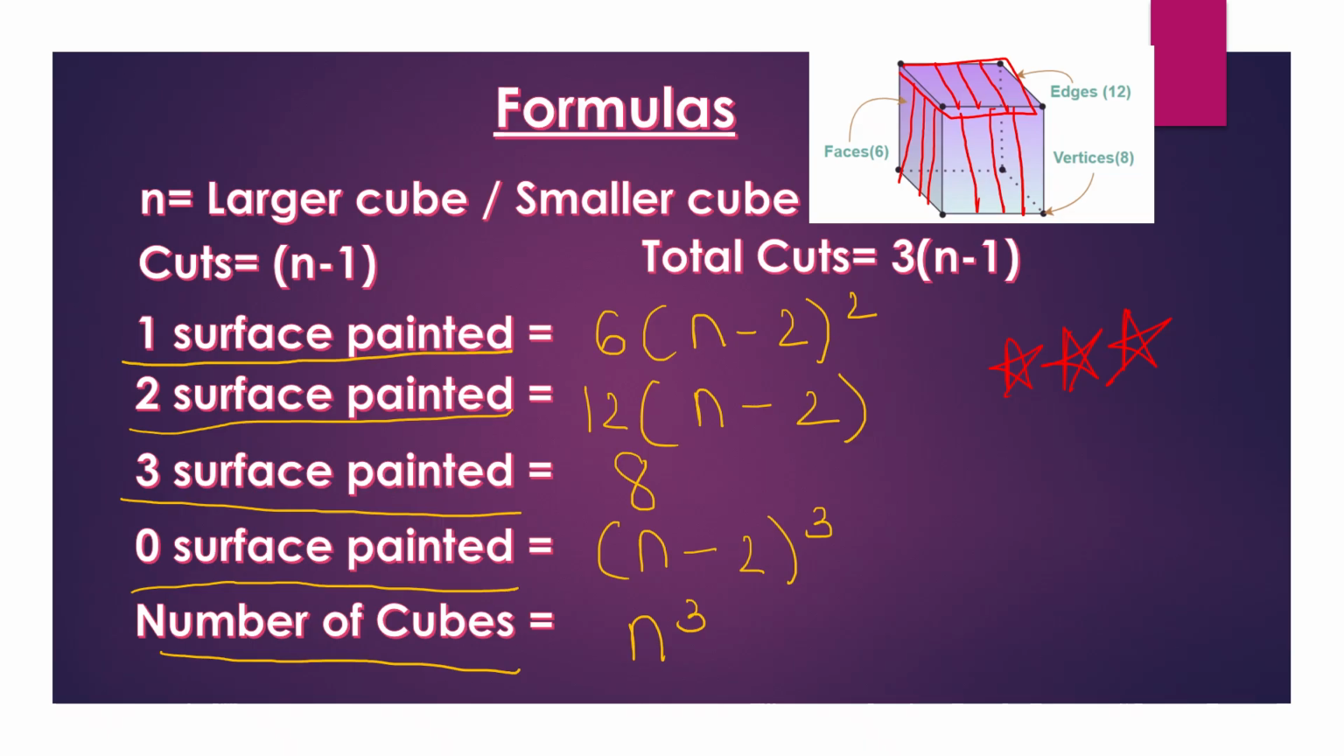And how to find out this n? n is always the larger cube divided by the smaller cube. I hope you have noted it down. Take a screenshot because it's very important.